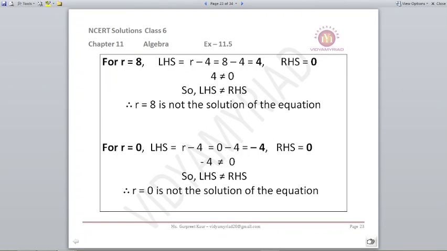When R is 8, 8 minus 4 is 4. 4 is not equal to 0. So R is equal to 8 is not the solution of the equation. And when R is 0, 0 minus 4 is minus 4 and minus 4 is not equal to 0. So R is equal to 0 is not the solution of the equation.